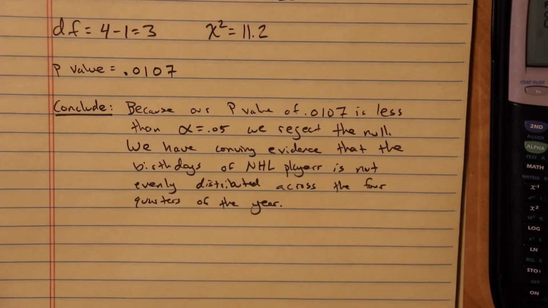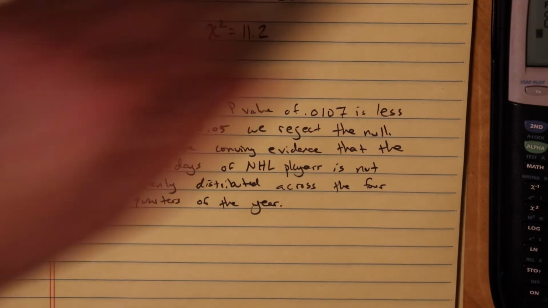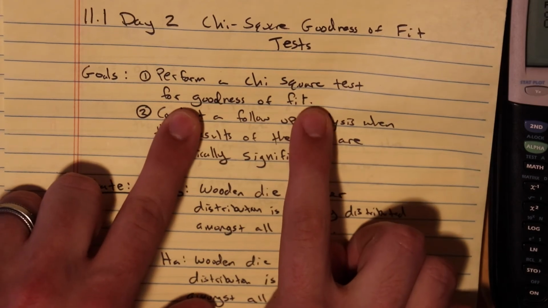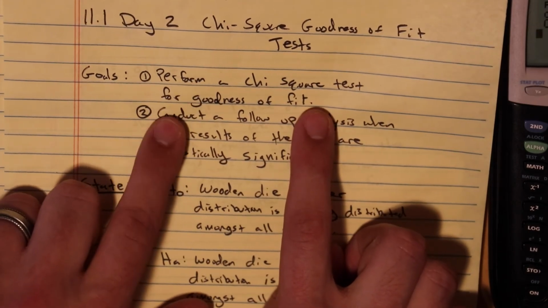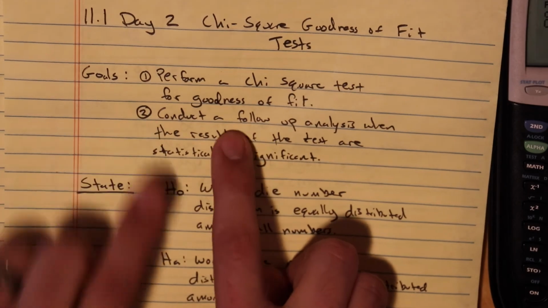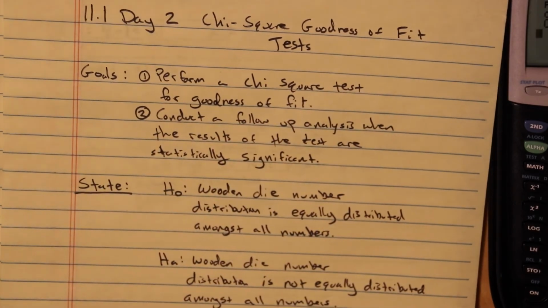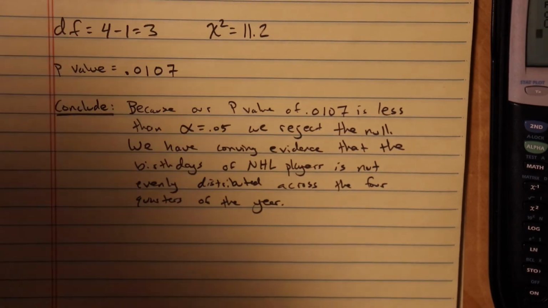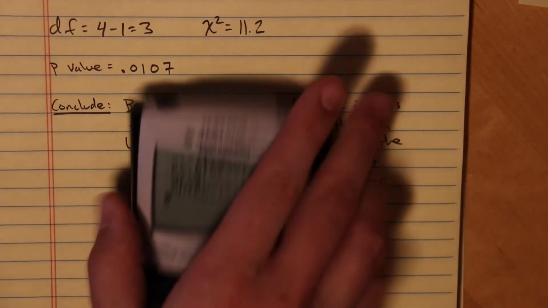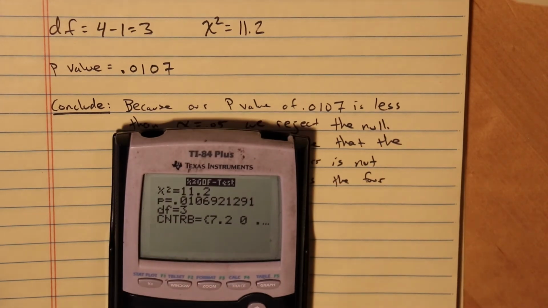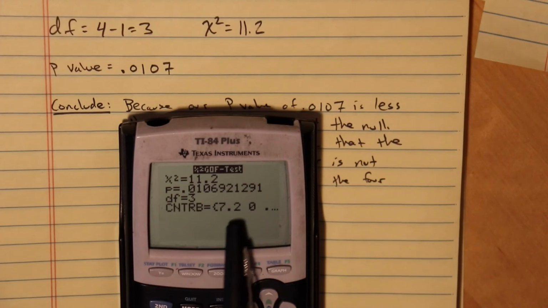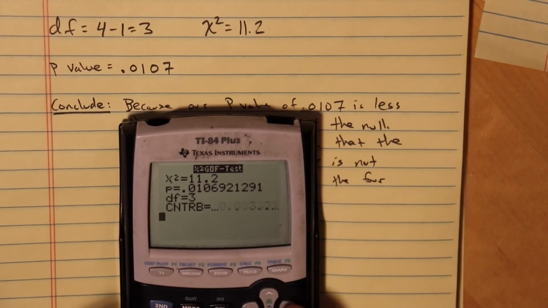So the second goal of our lesson for today was to perform a chi-squared test for goodness of fit. Now we have completed 2 significance tests. The second one was to conduct a follow-up analysis when the results of the test are statistically significant. If we were to conduct a follow-up analysis, it would be looking at the contributions. Our contributions are right here, and if I scroll over, I can see all of them.